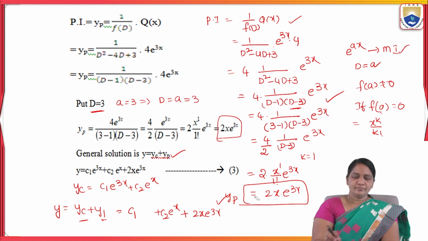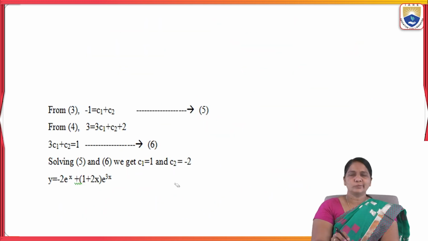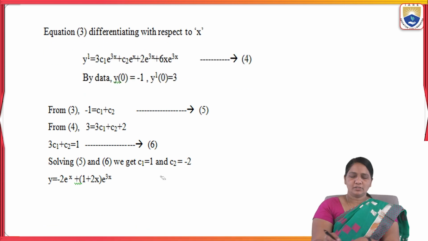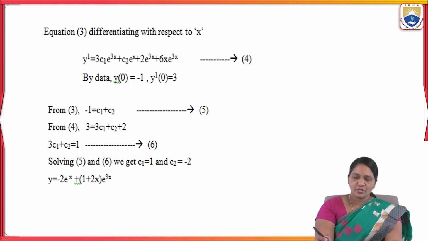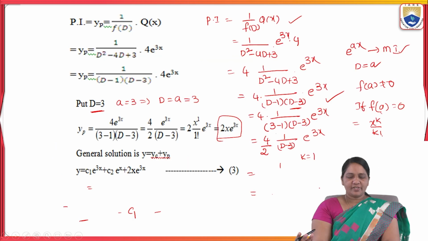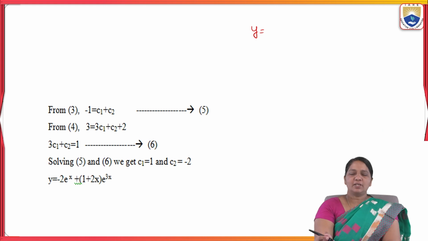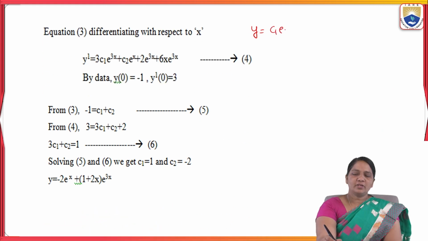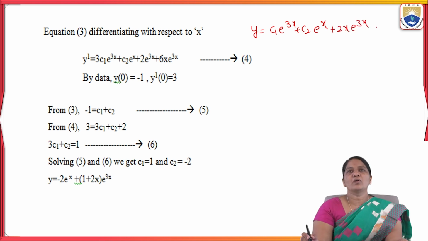But here they have given one more thing. Here they have given conditions also. So what is the y value? y equals C1 e power 3x plus C2 e power x plus 2x into e power 3x. This is the solution we got here.